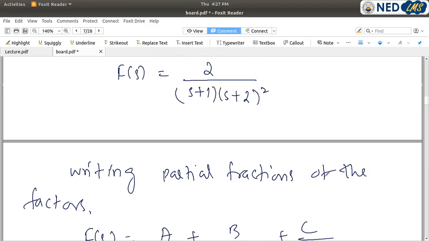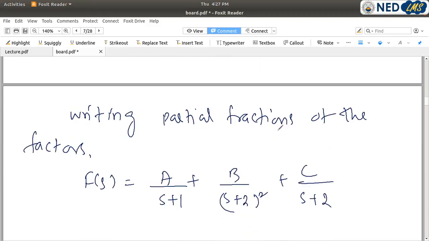Now, if we have power 3 here, then it will result in an additional term D over s plus 2, and this will become C over s plus 2 whole square, and this will become B over s plus 2 whole cube.